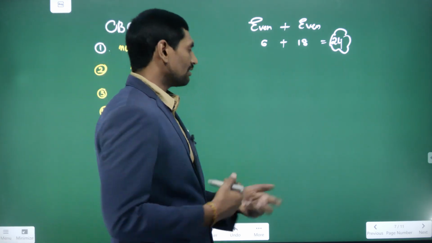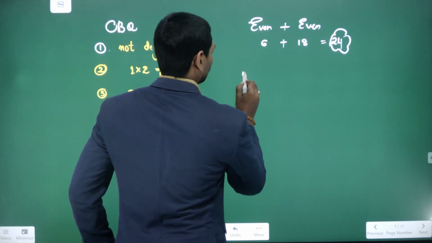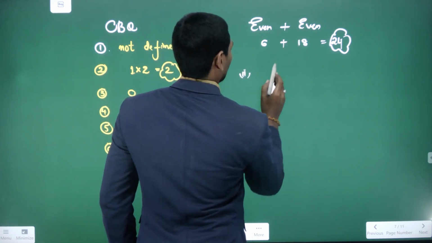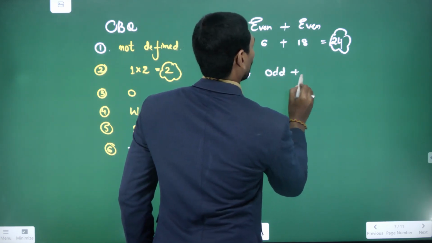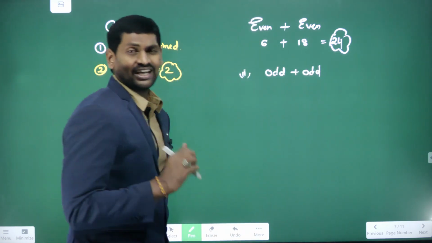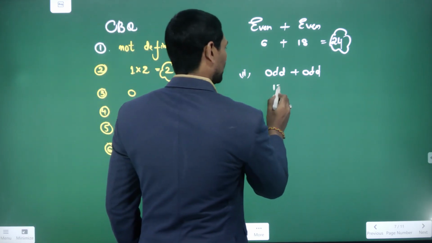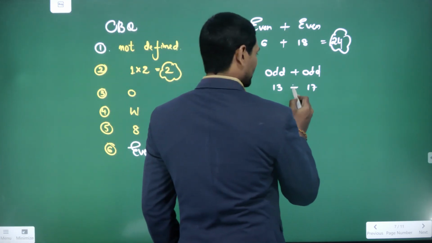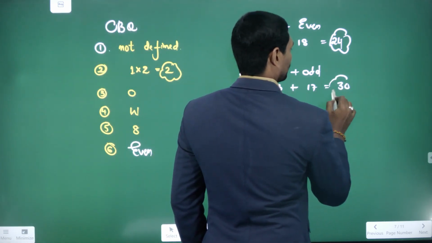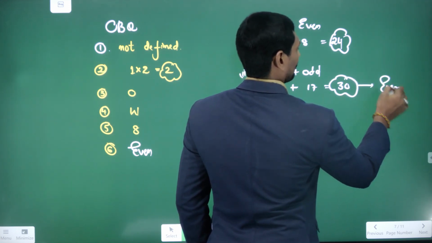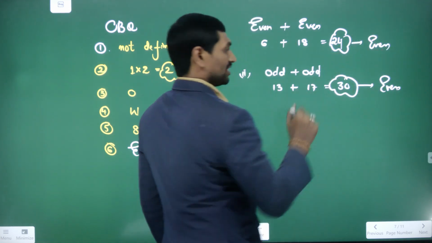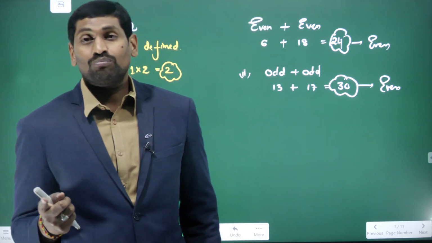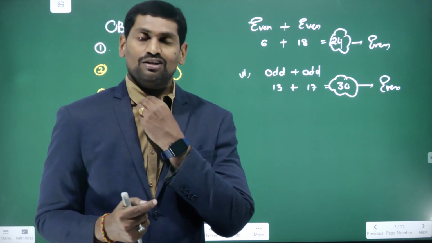Let us go through some more. Sum of two odd numbers, both odd numbers, odd plus odd. Now I am taking any two odd numbers. First one I am taking 13, second one is 17. Both are odd numbers. Let us add. Sum means addition, so this is 30. So 30 is also even. From this you should understand that sum of two even numbers is even, and sum of two odd numbers is also even.